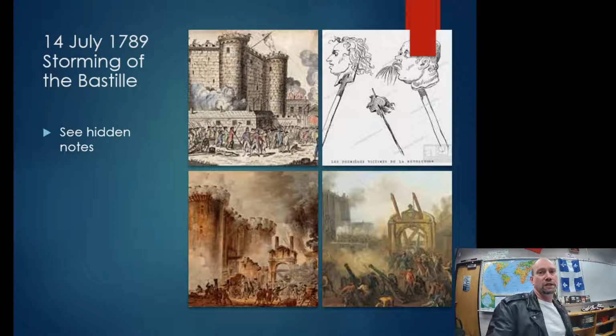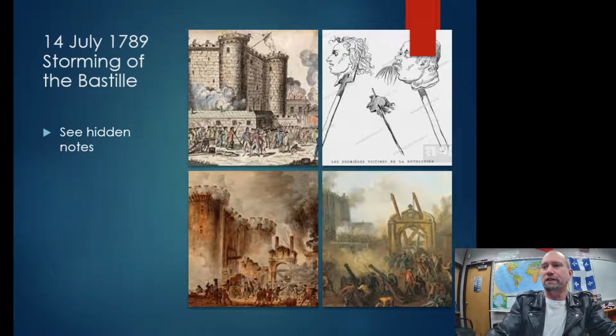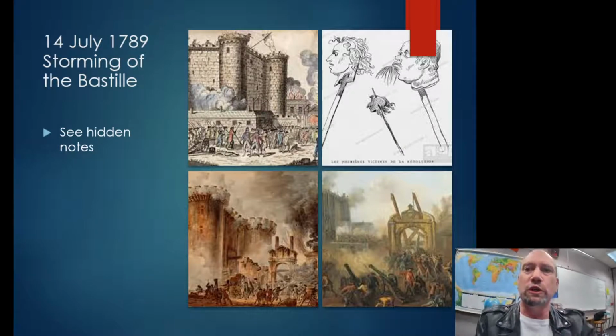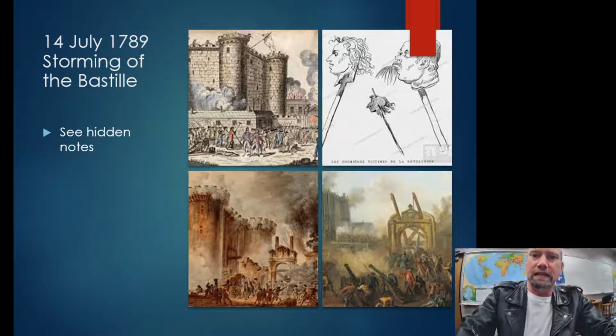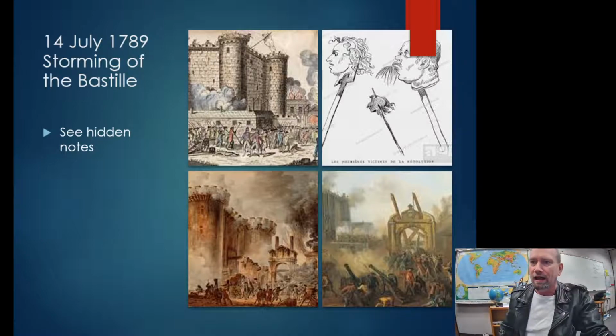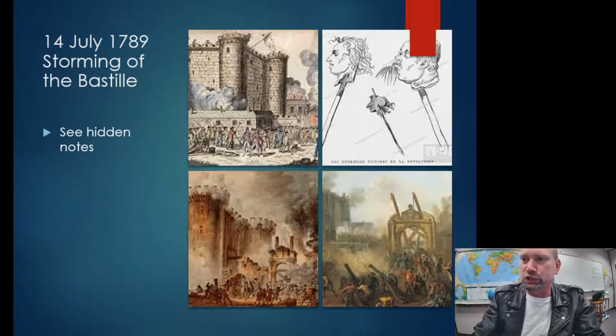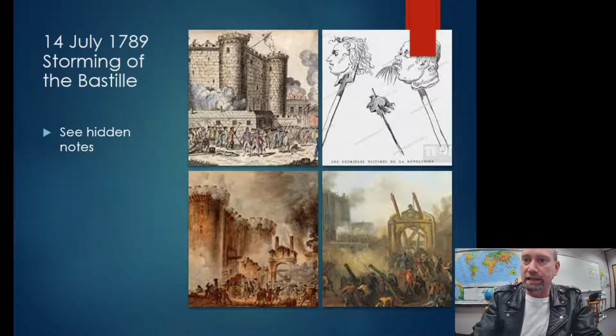Okay, 14th of July, 1789, the storming of the Bastille. See hidden notes. Okay, so the storming of the Bastille on dawn, July 14th, a great crowd armed with muskets and swords and various makeshift weapons began to gather around the Bastille. Launay's men were able to hold the mob back for a short time, but more and more Parisians were converging on the Bastille. Launay raised the white flag of surrender over the fortress, and his men were taken to custody.